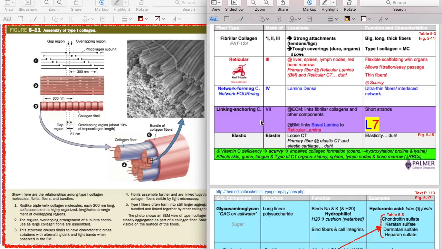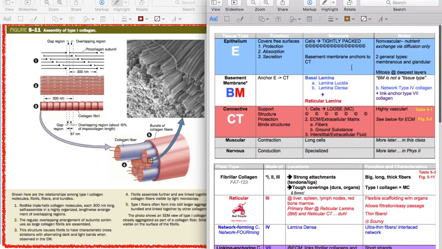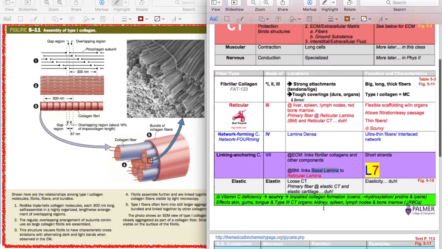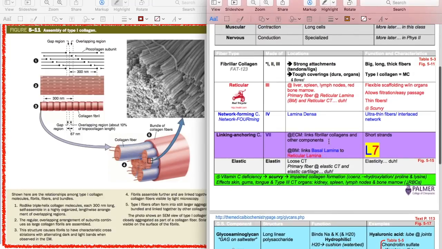All right, and it's in purple because it's what is between the blue epithelium and the red connective tissue. All right, so you've got L7, you've got the color purple, and you've got this word, link. All right, so if you see that word linking things together, linking, anchoring type 7 is a pretty good guess.